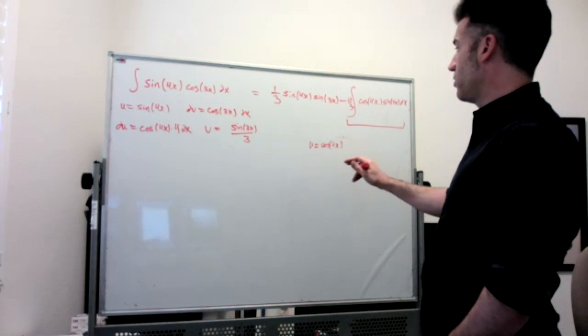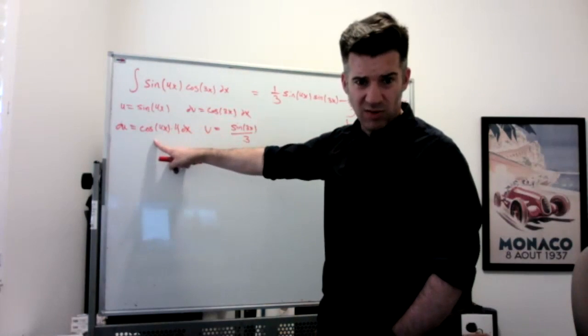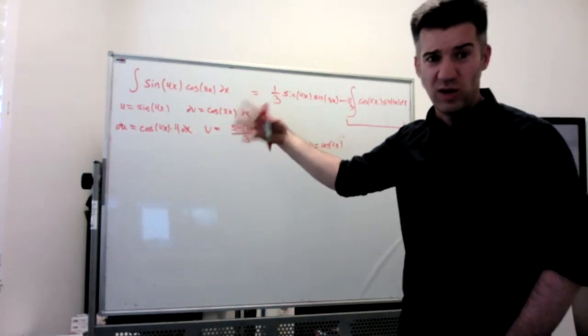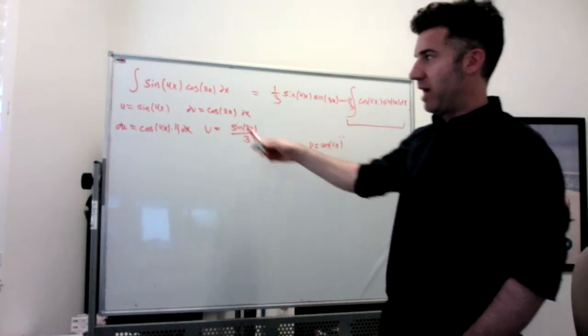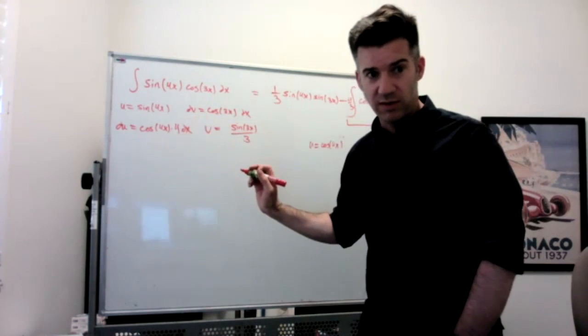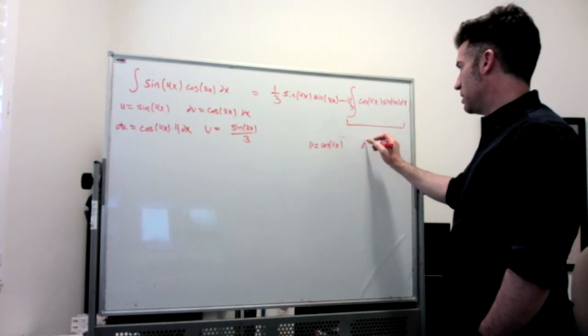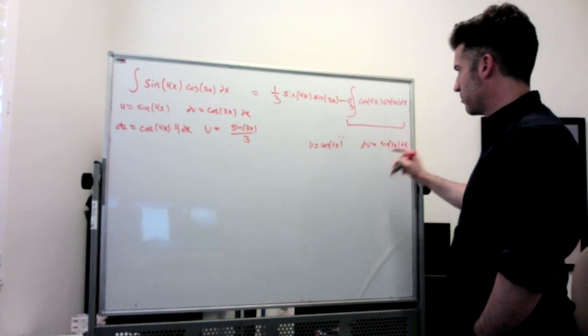I'll just point out, if you let dv be the thing that was du last time, like if I said dv was cosine of 4x, I'd essentially be undoing the work I did. So you never want to let dv be the part that ended up being your du from the previous one. So I'm going to let u equal cosine of 4x. dv is going to be sine of 3x dx.